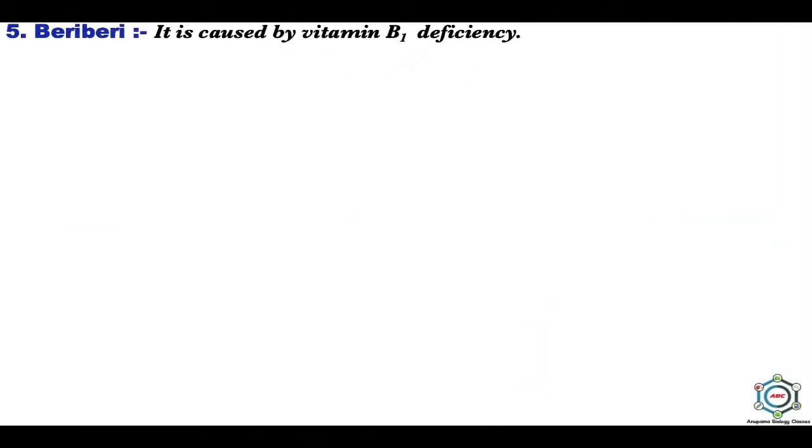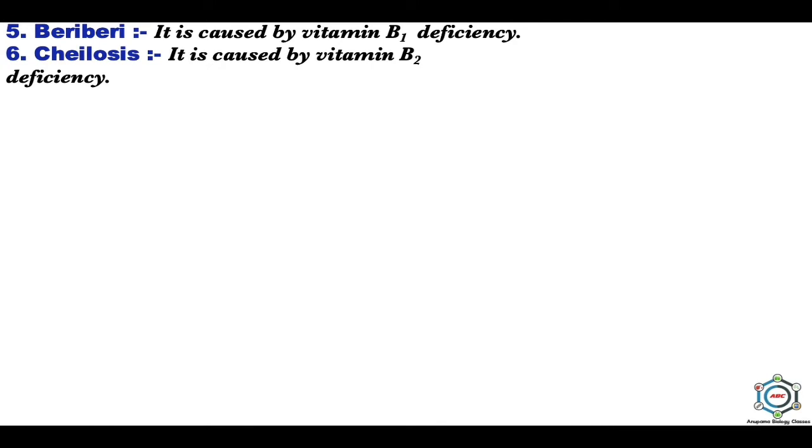Now, beriberi. It is caused by vitamin B1 deficiency. In this, loss of appetite, decrease in weight, retarded growth, degeneration of nerves, muscle atrophy, malfunction of Krebs cycle, heart failure, and edema of hands and legs. Then, cheilosis, which is caused by vitamin B2 deficiency. In this, inflammation and cracking at the corners of the mouth occur.